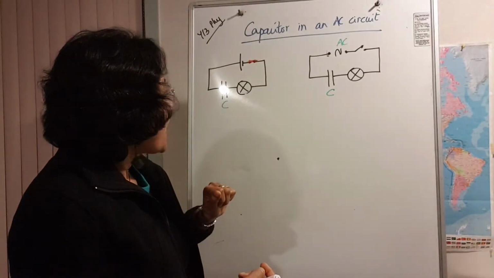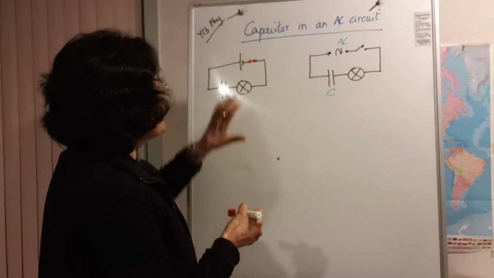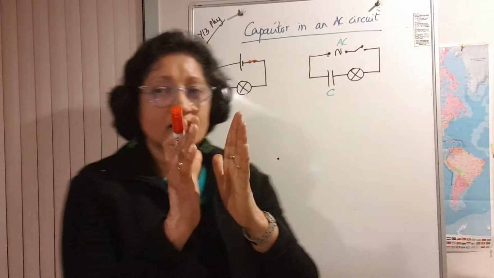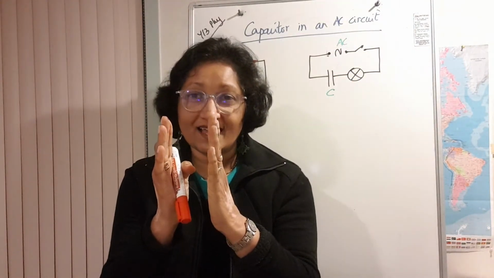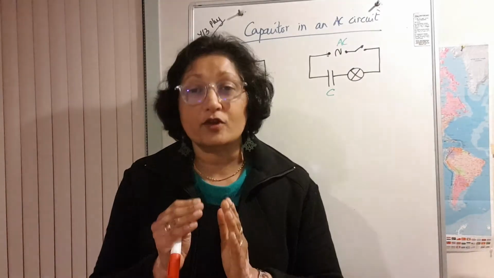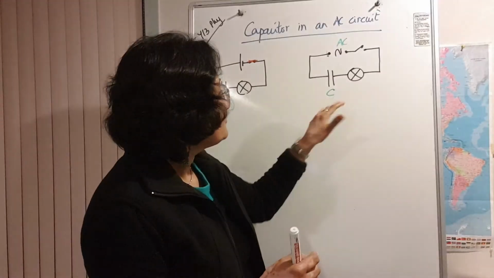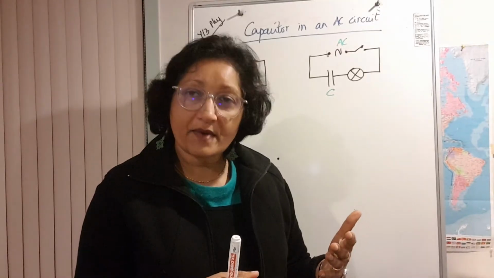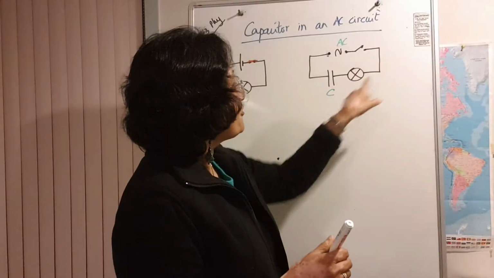Okay? However, the lamp stops glowing when the capacitor is fully charged, because charges never flow through the capacitor plates, they just accumulate on the sides, so that acts like a break in the circuit in a DC circuit. If you have an AC circuit and you've got a capacitor there, what happens is charges go back and forth.